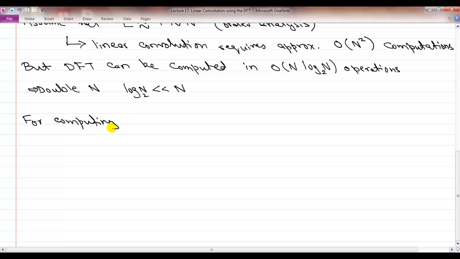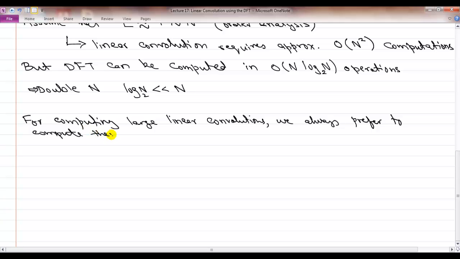So for computing large linear convolutions, we always prefer to compute them using the DFT, let's call it, if you want to call it, trick. But the key idea there is you can't use DFT matrix multiplication. You really have to use FFT, which are faster variants of doing DFT.